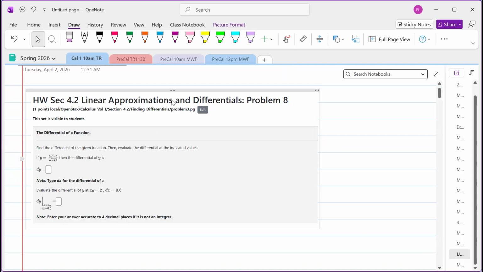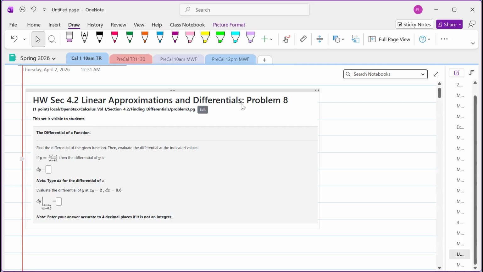The other thing that's covered in this section is what's called differentials. Differentials are just a slightly different way of thinking about the derivative. It kind of combines looking at how we were doing implicit differentiation.